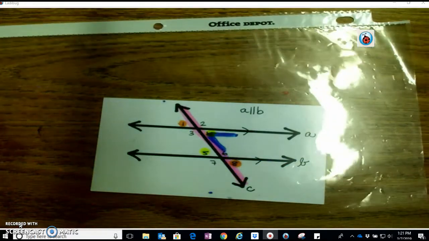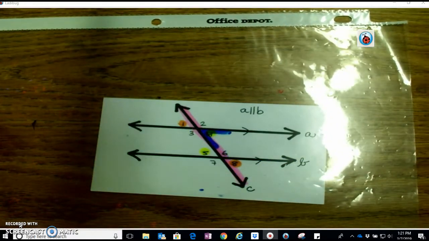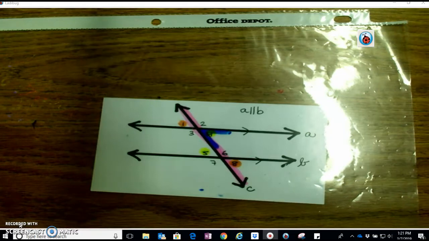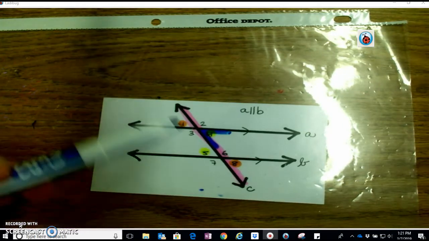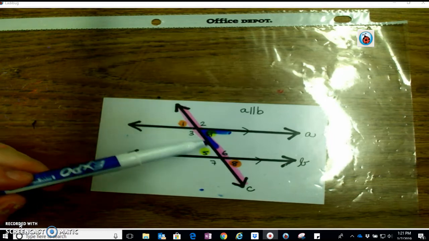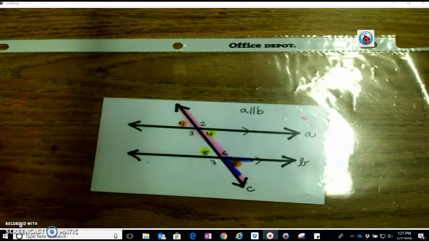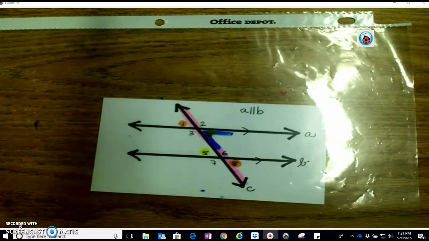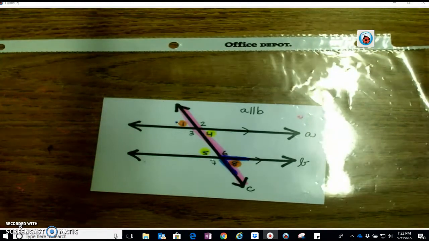Angle 8 would correspond to angle 4. They are the same angle, just in different locations. So they're on the same side of the transversal, but shifted downwards. And notice when I was moving this around, corresponding angles were equal in value as well.